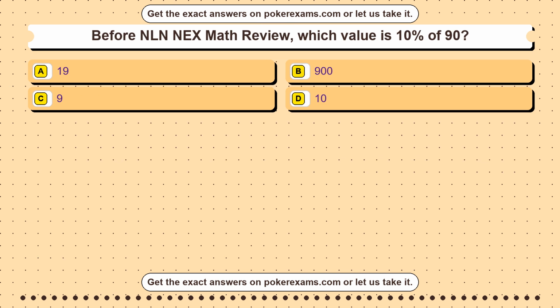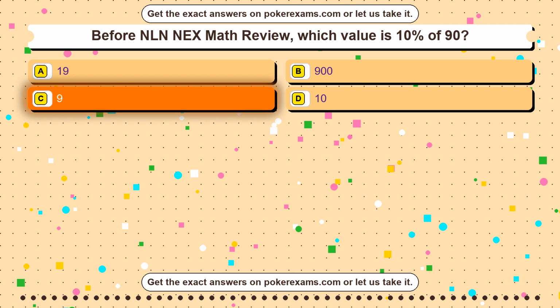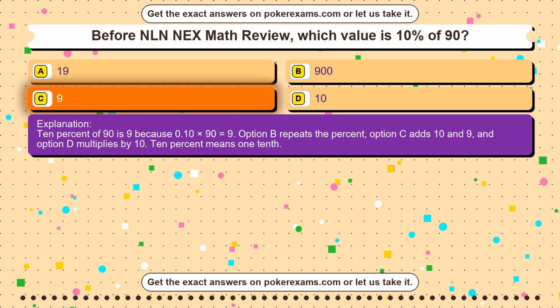Question 15. Before NLN NEX Math review, which value is 10% of 90? Option A 19. Option B 900. Option C 9. Option D 10. The correct answer is option C. 9. 10% of 90 is 9 because 0.10 times 90 equals 9. Option B repeats the percent, option A adds 10 and 9, and option D multiplies by 10. 10% means 1/10.